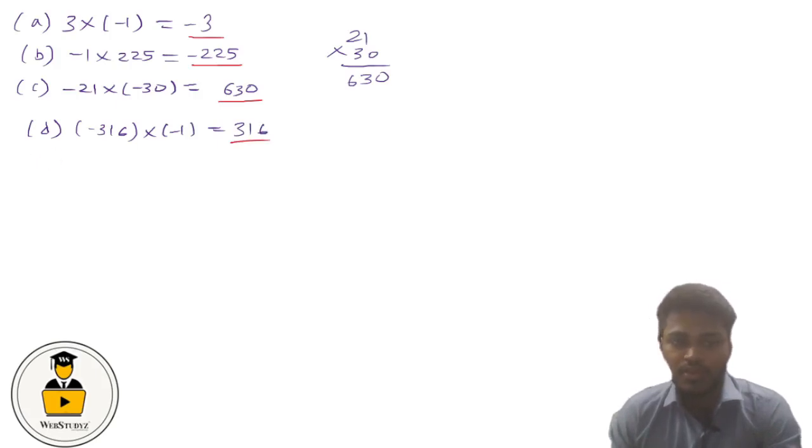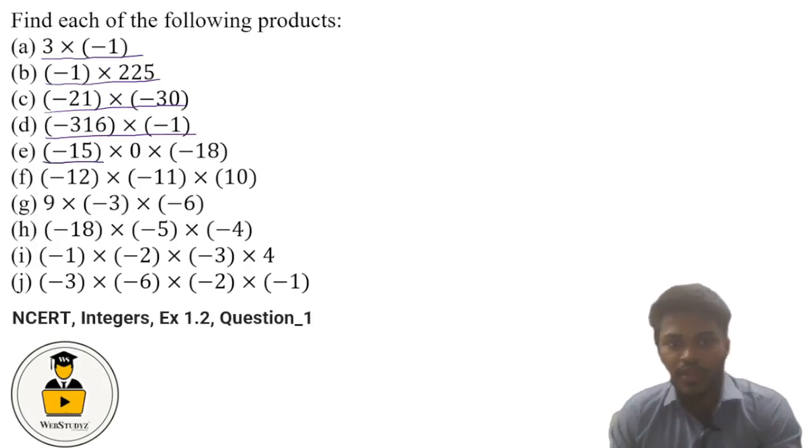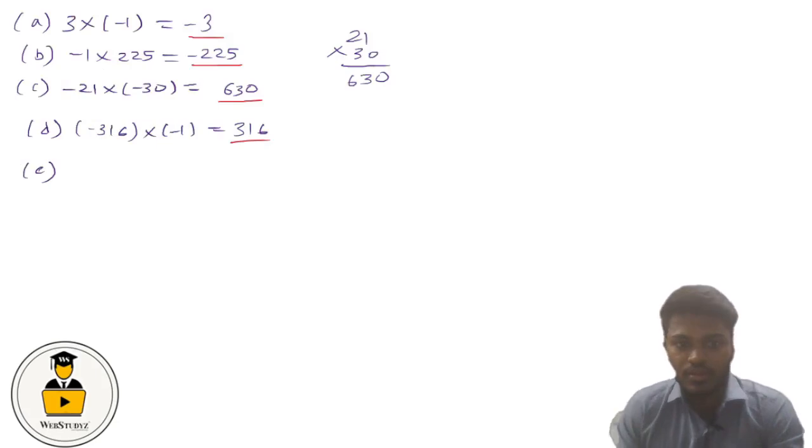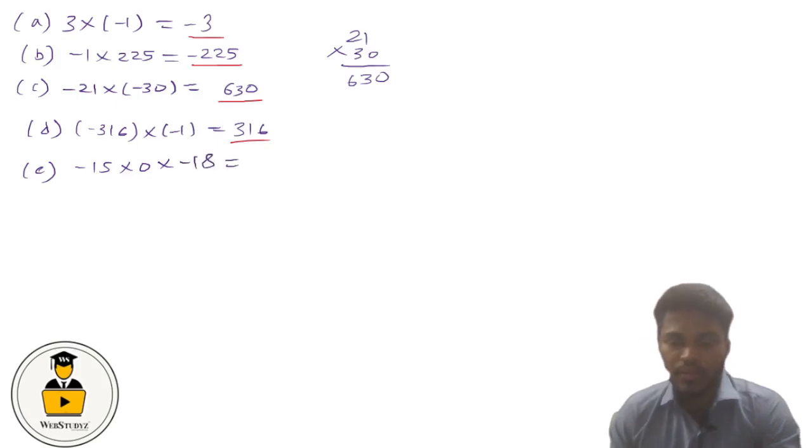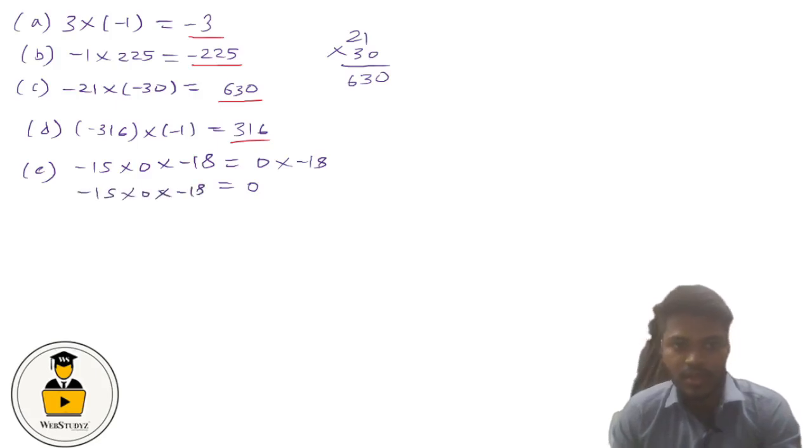Now let us consider the next example. We have minus 15 into 0 into minus 18. Now let us solve this step by step. So let us first multiply minus 15 into 0. Now we know that multiplication of any integer with 0 will give us 0. So minus 15 into 0 will give us 0 and into minus 18. Now again 0 into minus 18 will give us 0 again. So the answer for minus 15 into 0 into minus 18 comes out to be 0.